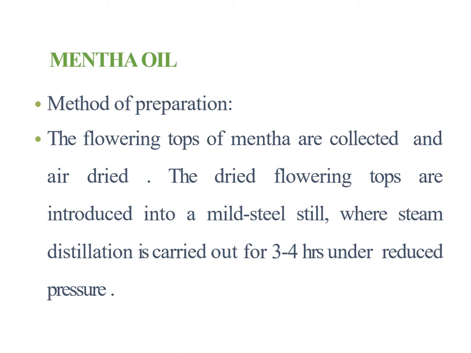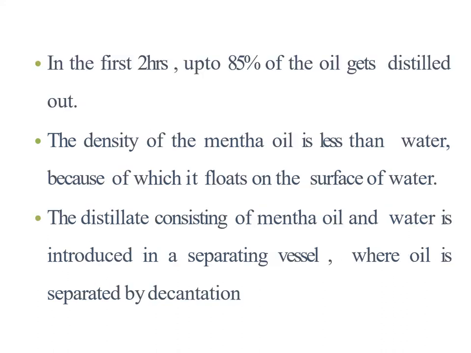The dried flowering tops are introduced into a still where steam distillation is carried out for 3 to 4 hours under reduced pressure. In the first 2 hours, up to 85% of the oil gets distilled out. The density of the mint oil is less than water, because of which it floats on the surface of water. The distillate consisting of mint oil and water is introduced in a separating funnel where oil is separated by decantation.